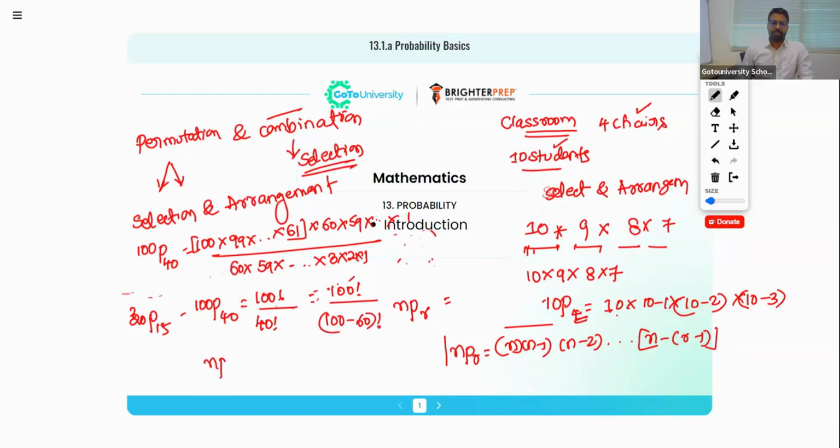So what is it in general then? What is 40 here? R. What is 100 here? N. So NPR is nothing but N factorial by N minus R factorial. So this is how we got the formula for permutation. That's the formula for permutation. Getting it? Yes. Let me quickly erase all these things.